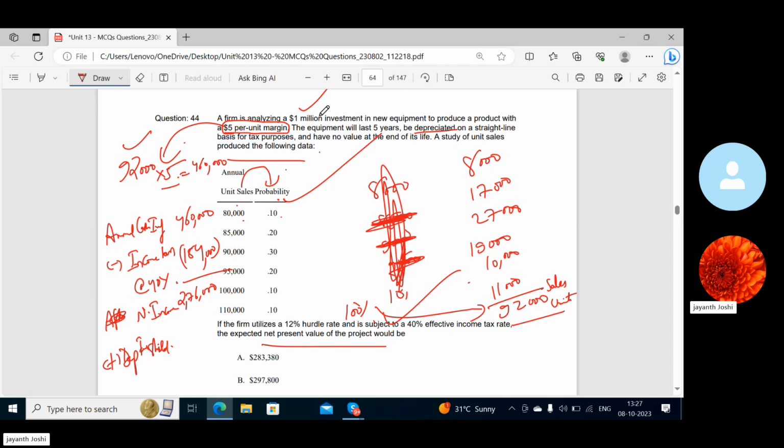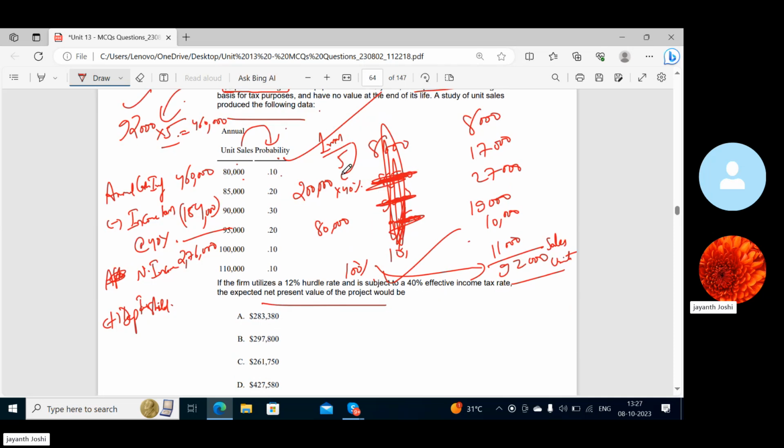1 million divided by 5 is how much? 2 lakh, sir. Into 40% to get the shield, 80,000. Because 1 million divided by 5, annual depreciation is 2 lakhs, and annual depreciation times the tax rate is the tax shield, right? Yes. Depreciation tax shield is here. Then we get the net cash inflows, 3 lakh 56,000.